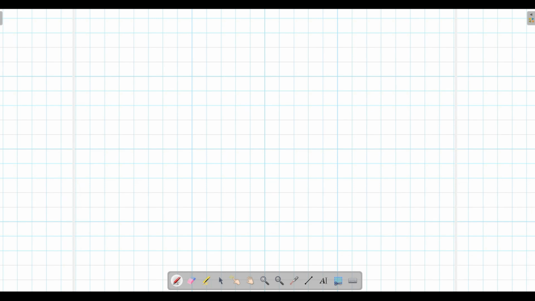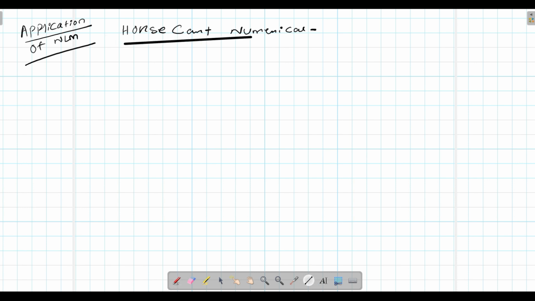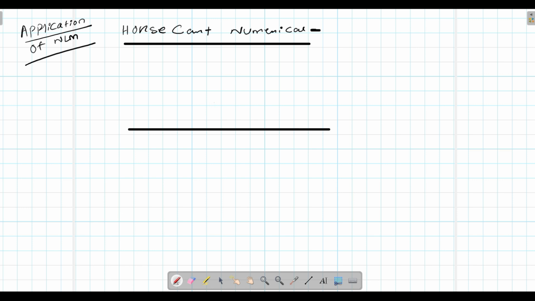Let's see the horse cart numerical. These are applications of NLM. First is the horse cart numerical. So this is the horse that applies force on the ground.